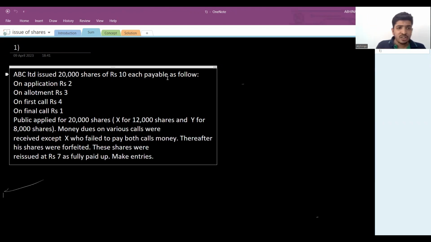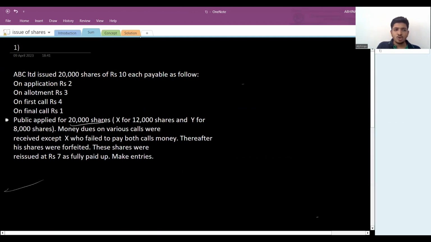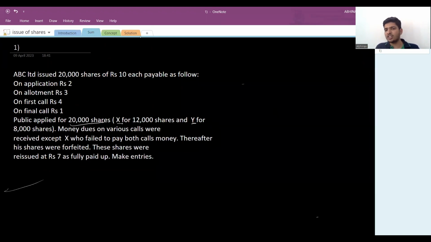So, the first question says, ABC Limited issued 20,000 shares of rupees 10 each, payable as follows: on application 2, on allotment 3, on first call 4, on final call 1. Public applied for 20,000 shares. And these are the two people who applied. This is just an example. That's why only two are mentioned. There will be hundreds of people who apply. But for full understanding of the concept, this question is taken.